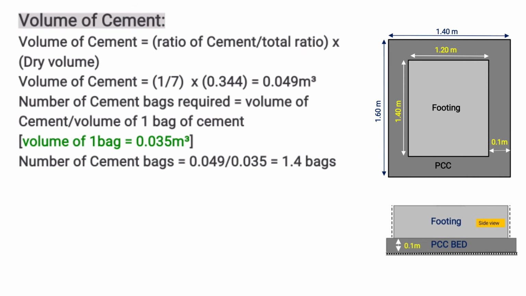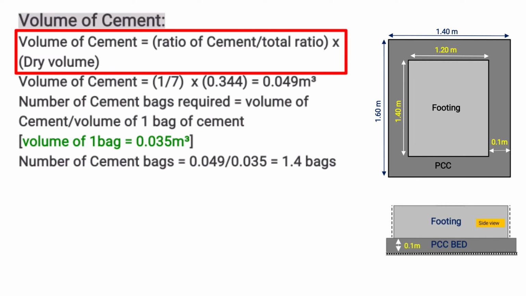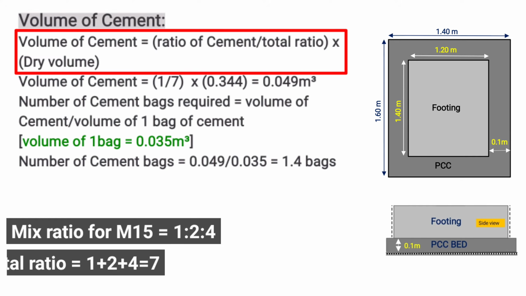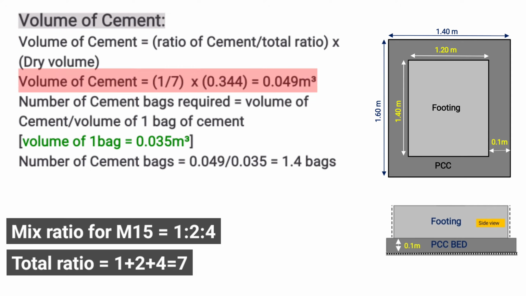Volume of cement will be equal to ratio of cement upon total ratio into dry volume. For M15 grade of concrete, the ratio of cement is taken as 1 and total ratio will be 7, that is ratio of cement plus ratio of sand plus ratio of aggregate, that is 1 plus 2 plus 4. So volume of cement will be equal to 0.049 meter cube.